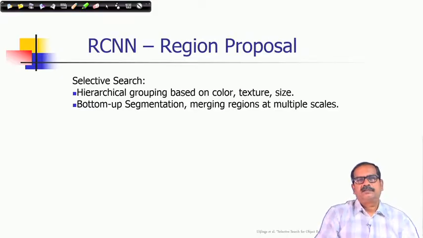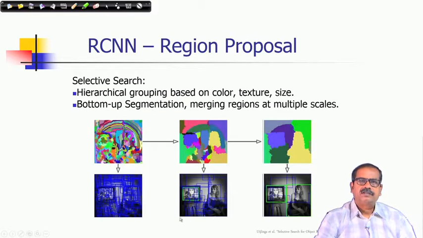For this particular method, as I mentioned, it uses a conventional method for proposing regions. There is a method based on selective search, which uses hierarchical grouping based on color, texture, and size, and it is a bottom up method. It performs bottom up segmentation, then merges regions at multiple scales, and based on the region's properties, it decides whether it contains any object or not. This figure tries to summarize this process.